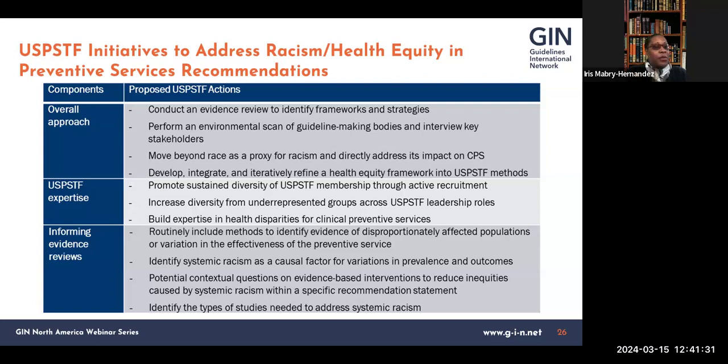With regard to informing evidence reviews, again, identifying systemic racism as a causal factor for variations in prevalence and outcomes, potentially identifying or including contextual questions on evidence-based interventions to reduce inequities caused by systemic racism within a specific recommendation statement.